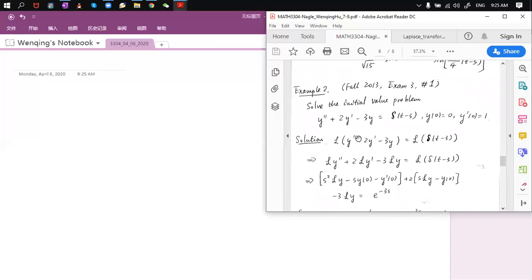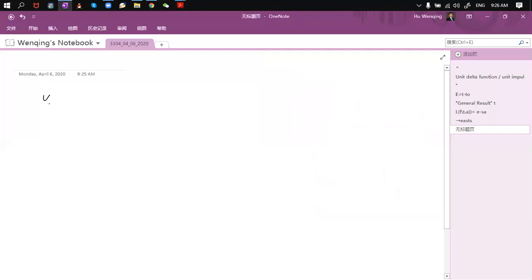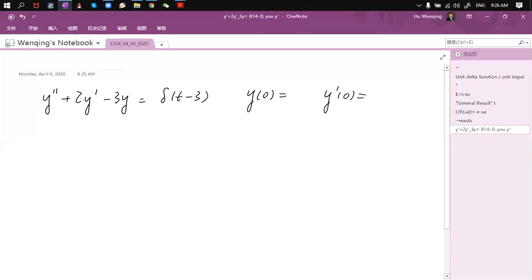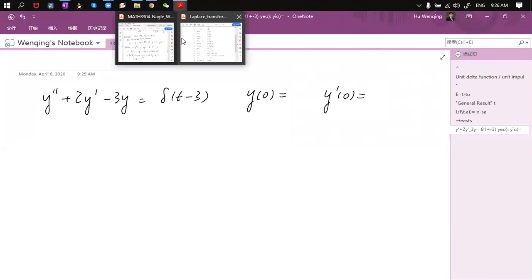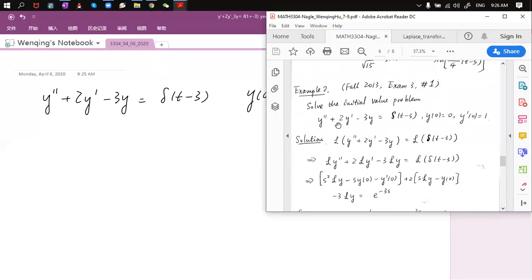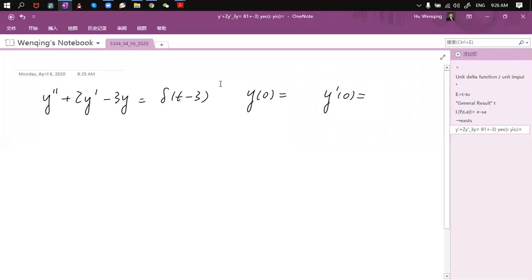The example says y double prime plus 2y prime minus 3y is equal to delta of (t minus 3), with the initial conditions y(0) equal to 0 and y prime (0) equal to 1. So let's look at this example. The initial conditions are 0 and 1, right?